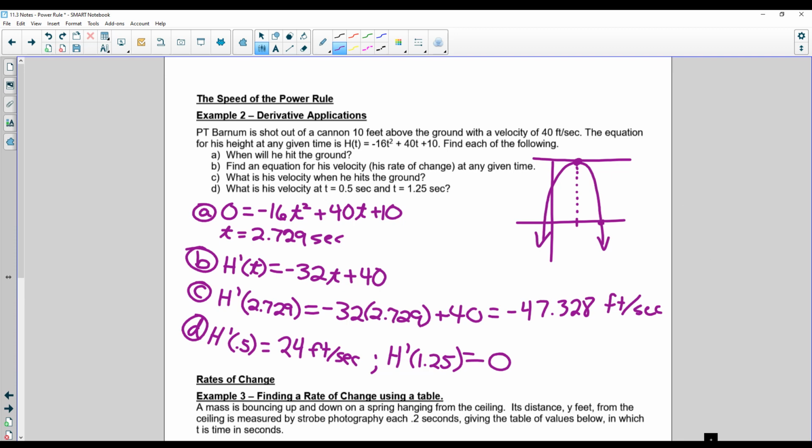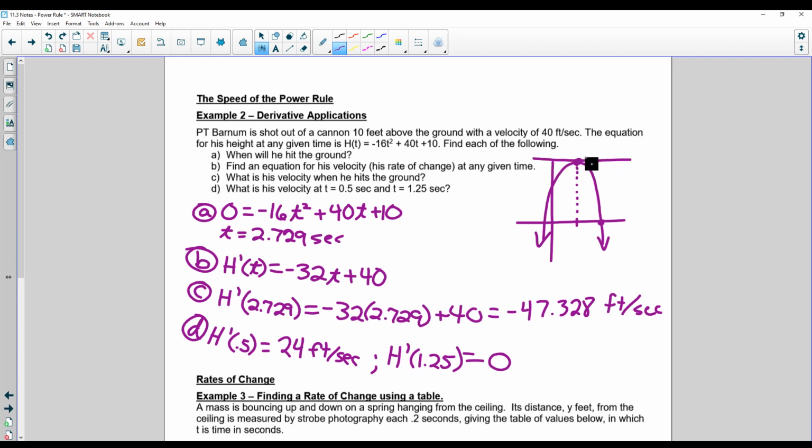All year long, to find max and mins, you guys were totally reliant on your calculator. Now you can find max and mins using derivatives. Because at a maximum point, the derivative is going to be 0 every time. And that's what's going on here. You just found that 1.25 is when he's at the top.